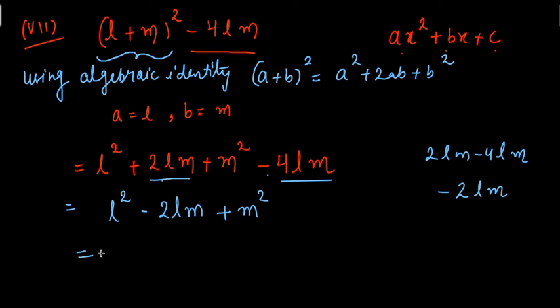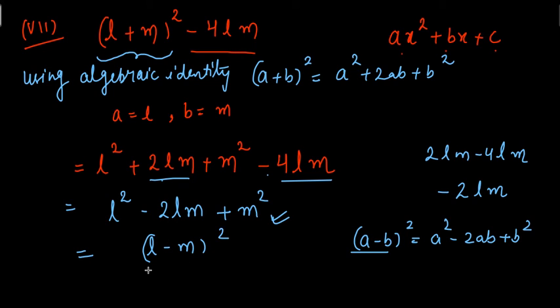Now you see you got an identity which is in the form of a minus b whole square: a square minus 2ab plus b square. It means I can write this expression in this form. This becomes L minus m whole square, and further you can write it as L minus m into L minus m. So here I have used two identities to solve this question.